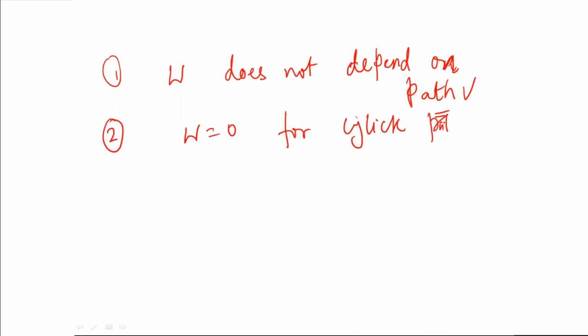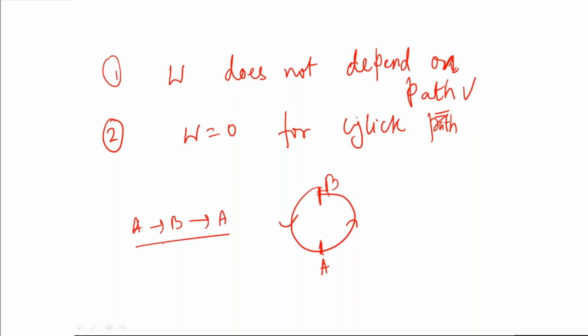I'll tell you what it is. Suppose there is a path like this: start from A, go to B this way, and come back this way to A. So you are going A to B, then coming back B to A. What is the work done in this case? Work done is 0 because your initial and final points are the same, A. So work done depends only on the initial and final configuration, or the position, of the charged particle. So these are 2 points. If I remember some other points also, I'll tell you.